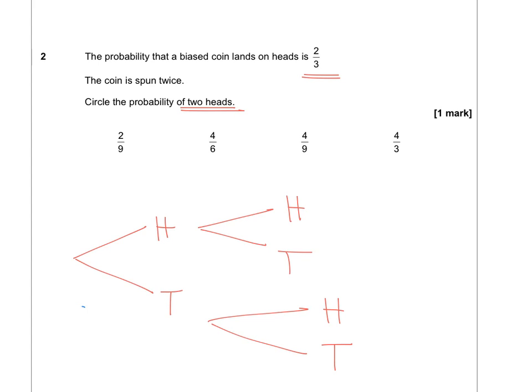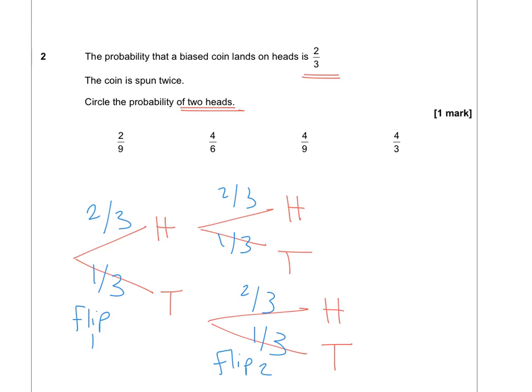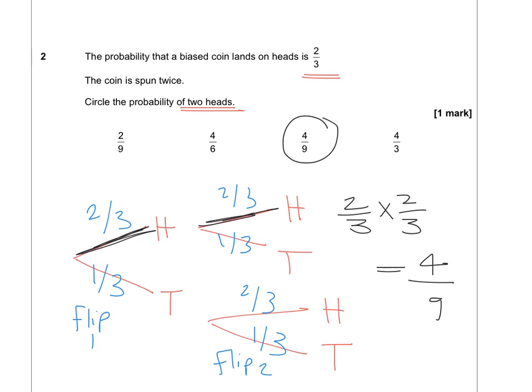So in the first coin flip, the probability of heads is 2/3, tails 1/3. For the second flip, the probabilities remain the same. We're using the same coin. Each flip is independent of the previous flip. Now the probability of 2 heads means we follow this path here, so we need to do 2/3 multiplied by 2/3, which is 4/9. So it's this answer here.